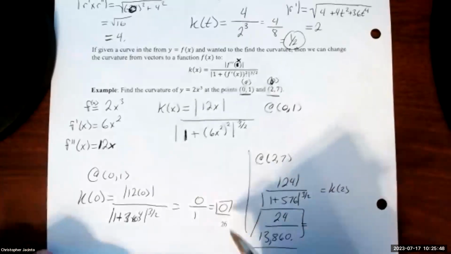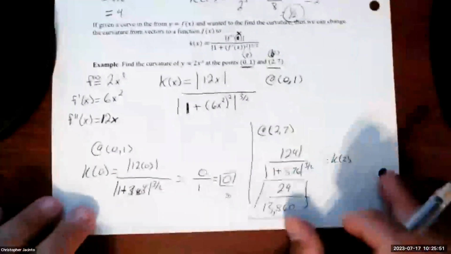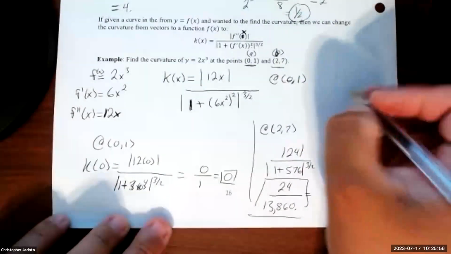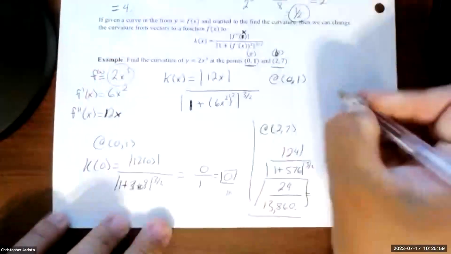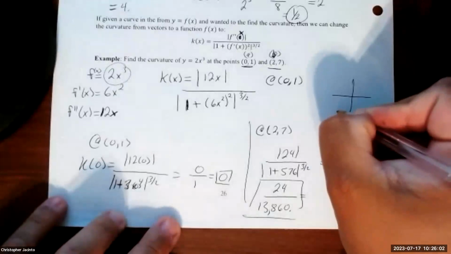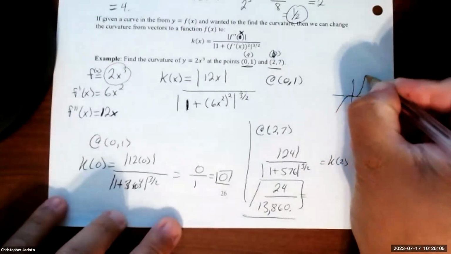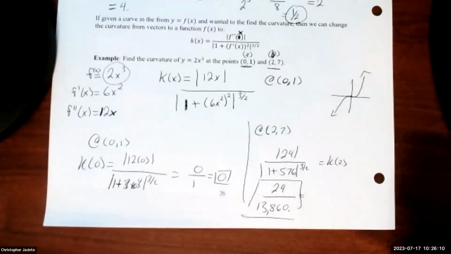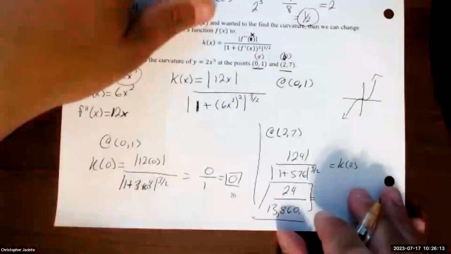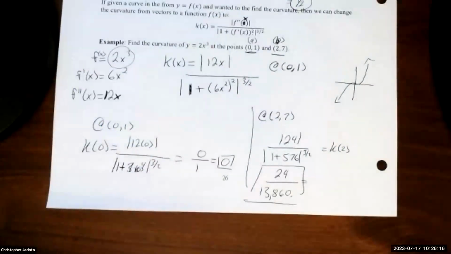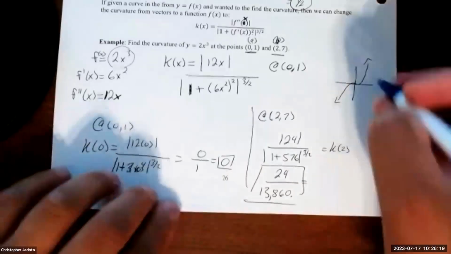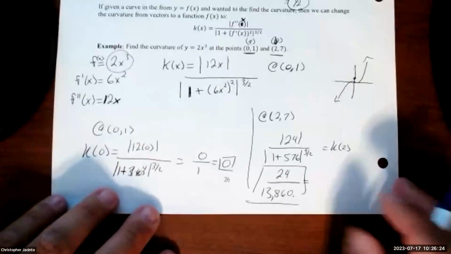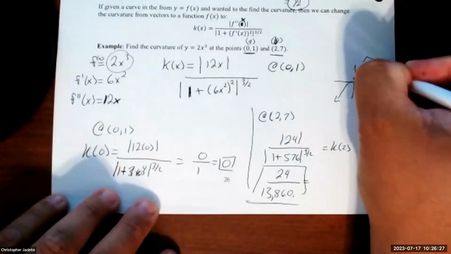Yeah, let's talk about this real quick. 0. So let's think. If you remember, this kind of looks like this. Sorry, can't see it right there. Where's our point 0, 1? Our point 0, 1 is right here. And our point 2, 7 is somewhere up here.